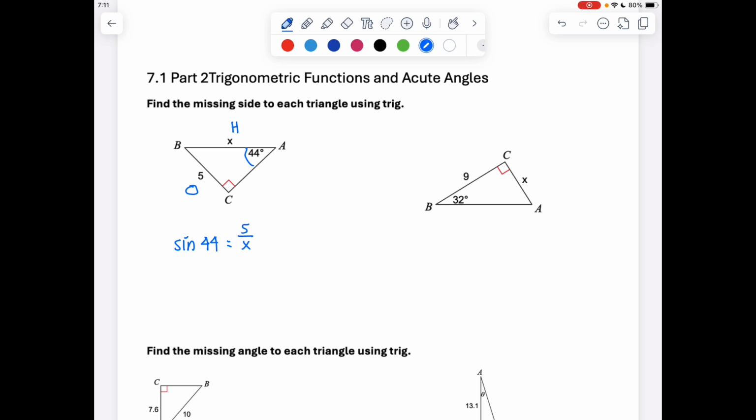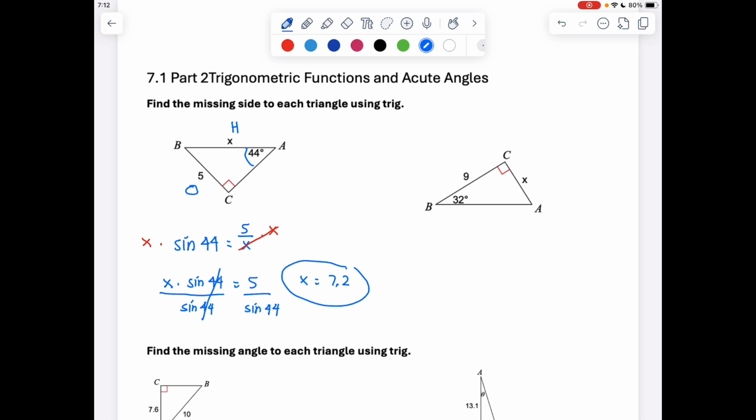Now we need to solve for x. Since it's in the denominator, we're going to make sure to multiply both sides by x. That way, we are canceling it out on the right-hand side. And this will leave us with x times the sine of 44 equals 5. Now we're just going to divide by the sine of 44 to cancel it out. And with our calculator, we'll evaluate what we get. This will end up telling us that x is equal to 7.2 if we round just to 1 decimal place.